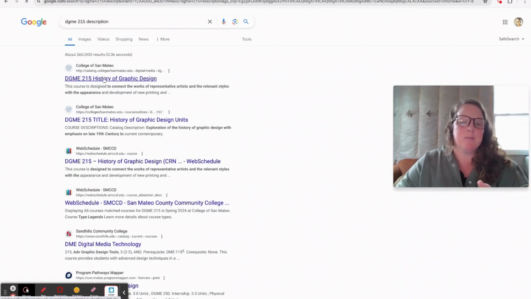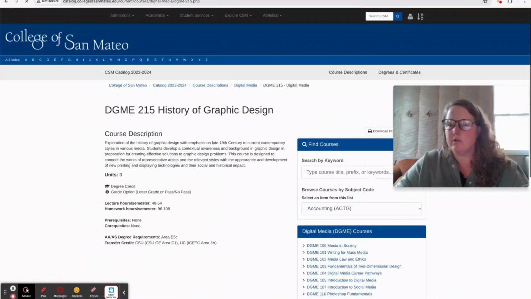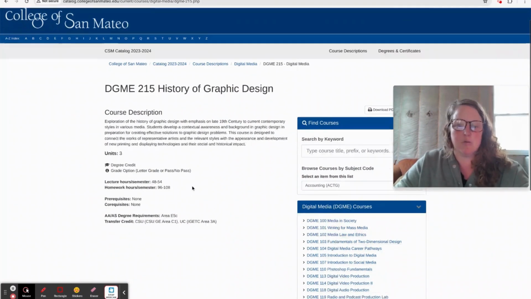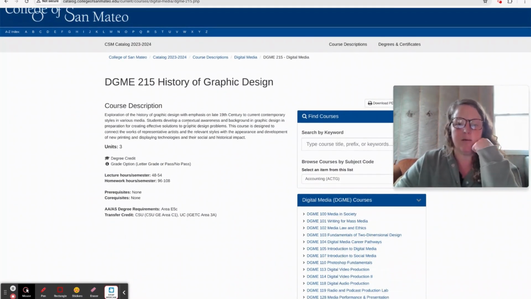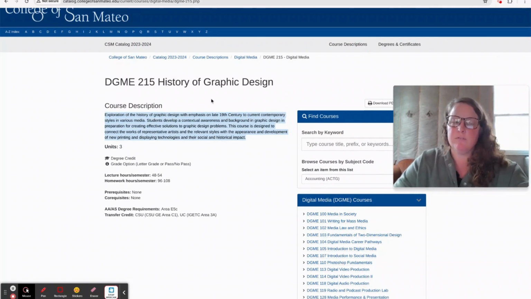That's cool. So it brought up the College of San Mateo. Every community college has their own little specialties. So that might be something that they specialize in, which is cool. It says exploration. Here we go. I'll read this. The course description of DGME 215, History of Graphic Design.